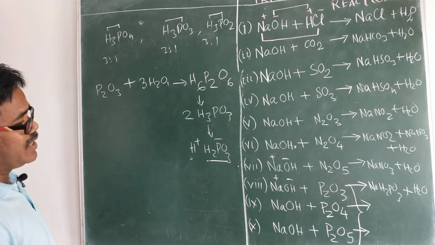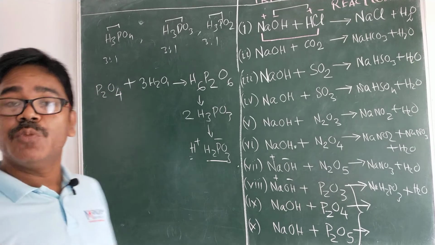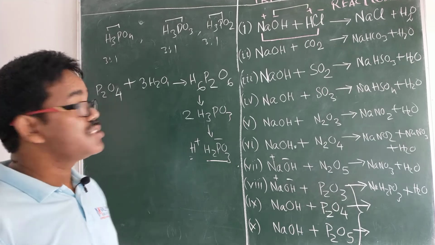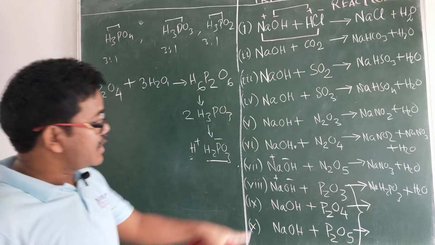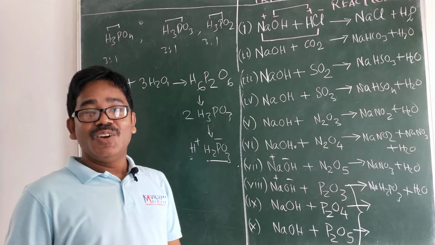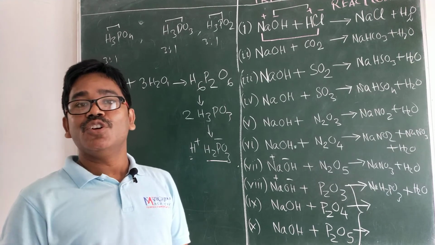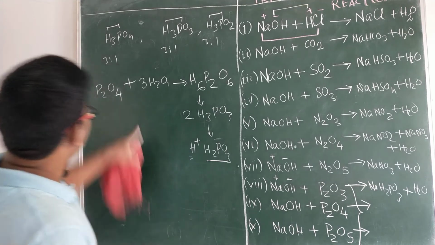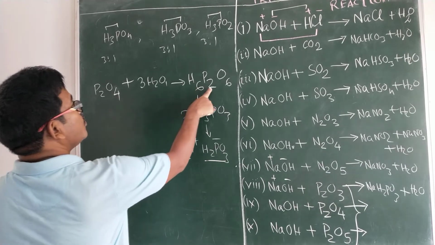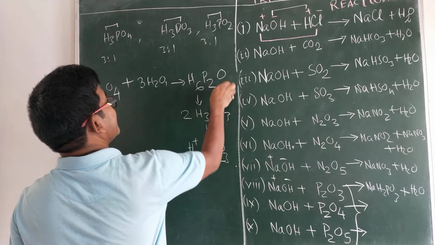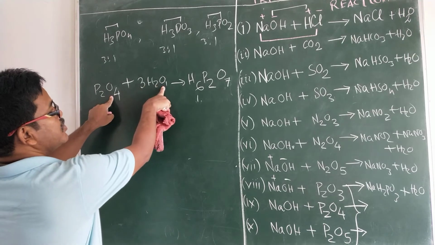Similarly, what is the next one? P2O4. Again, in case of phosphorus, how many water molecules do you need to add? Always 3, because the hydrogen phosphorus ratio is 3:1. Keep that point in mind. In the rest of the cases we added only 1 water molecule. Here also we add 3 water molecules. Then we get 6 hydrogen, 2 phosphorus, and 4 plus 3, 7 oxygen.